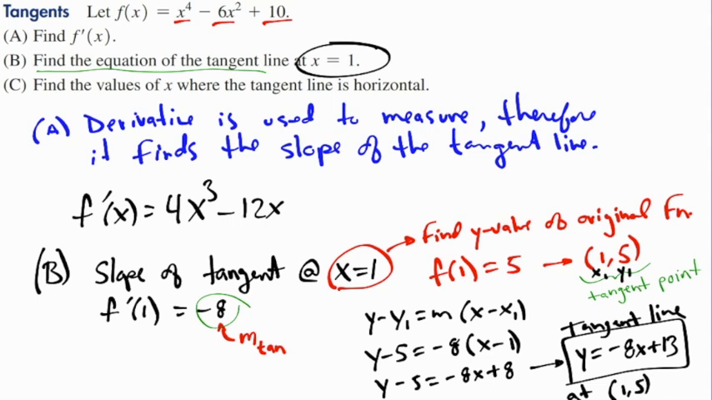Part C asks that we find the values of x where the tangent line is horizontal. So we have our tangent line, but we want to know when the slope is horizontal. That means look at the derivative and set it equal to 0 to answer part C.